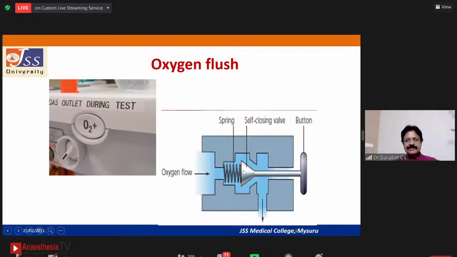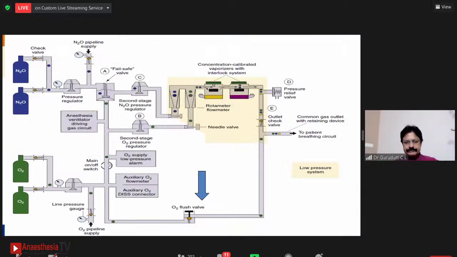And the mechanism of the flush is very simple. The button is connected to a spring, and the self-closing valve is there. So once you press this button, the valve seat opens up, and the oxygen will start flowing out, at a flow of 35 to 70 liters per minute. And the pressure of this is the 55 to 60 psi of the pipeline pressure or the cylinder pressure of 45 psi. Now, here you can see the flush valve is directly connected to the pipeline system and also to the pressure regulator here.